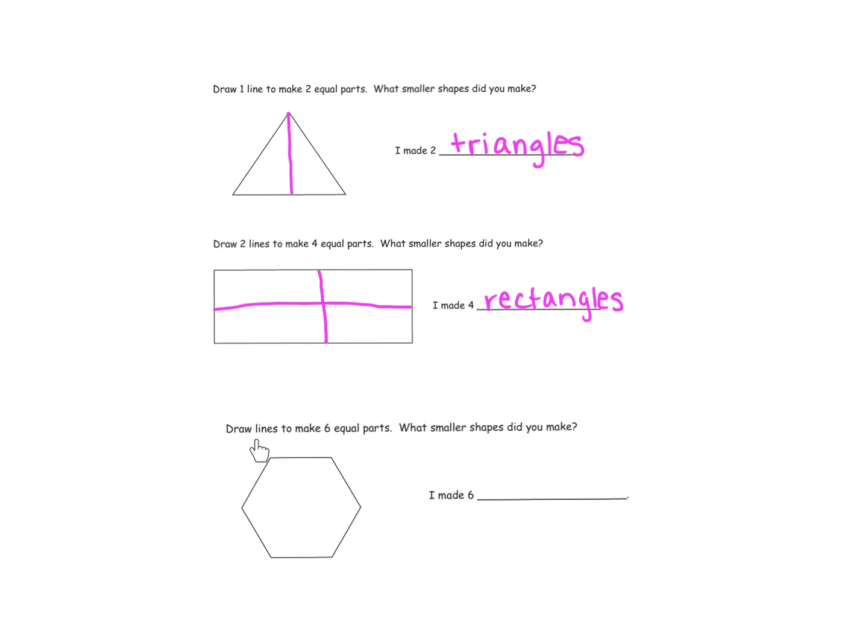This one says draw lines to make 6 equal parts. And what smaller shapes did you make? This one doesn't say how many lines we have to use though. So I'm going to draw the diagonals. And this gave us our 6 equal parts. We cut our hexagon into 6 equal parts using 3 diagonal lines, and now we have 6 triangles.